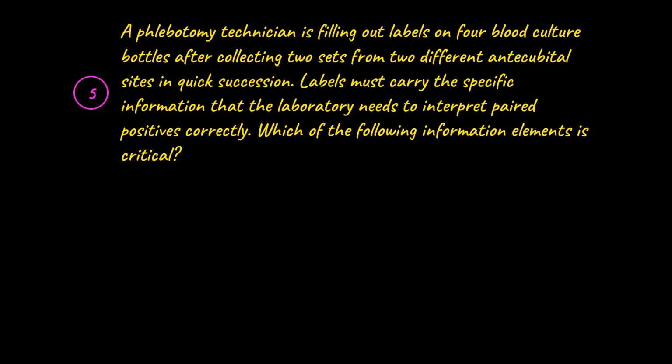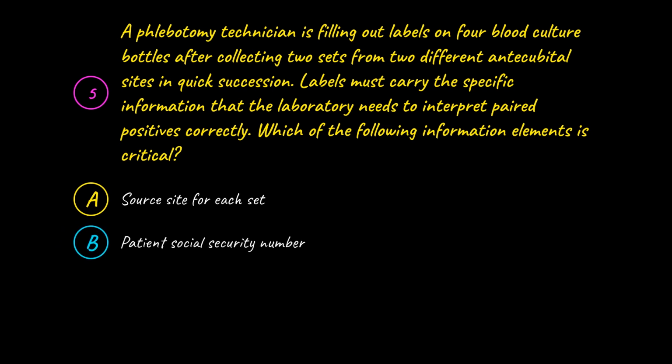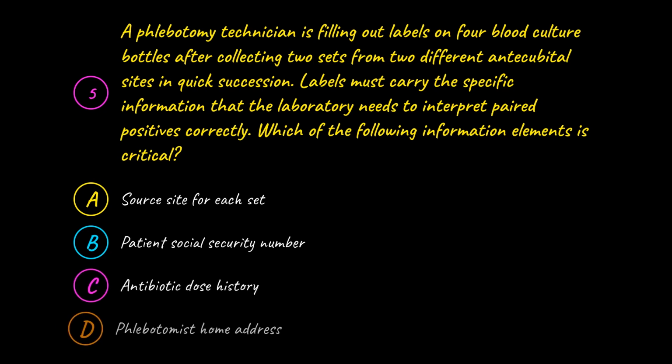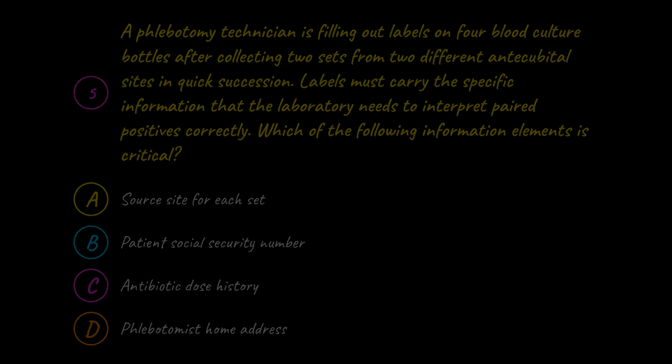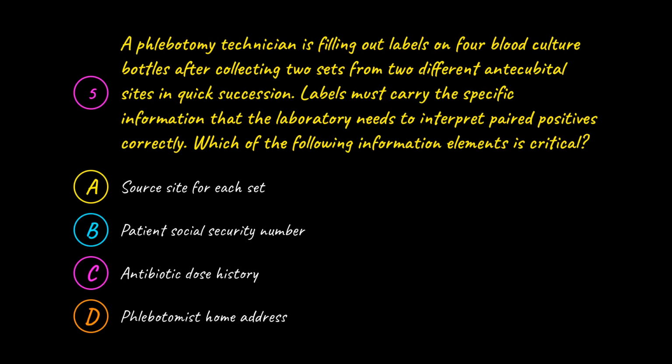Your options are A. Source site for each set, B. Patient social security number, C. Antibiotic dose history, D. Phlebotomist home address. Pick one. Trust your gut. Here's your chance to test yourself.